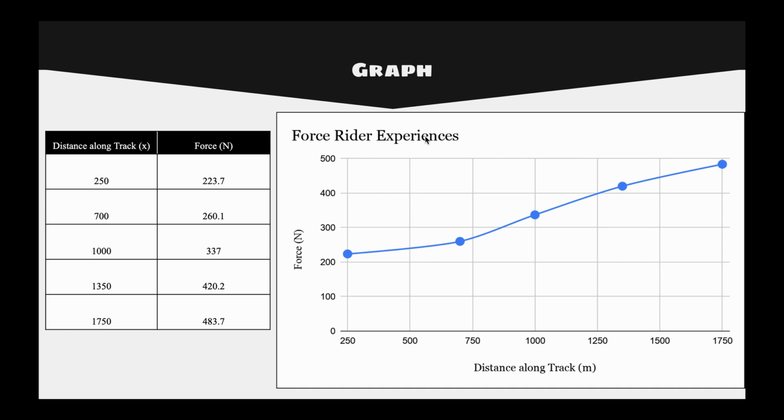And next we have a graph that's going to show the force in newtons that the rider experiences as the roller coaster progresses along the track. So for distances, we have 250, 700, 1000, 1315 and 1750 meters from beginning to end. And basically the force as shown in the graph is not really going up too steeply. It's steadily increasing over time.